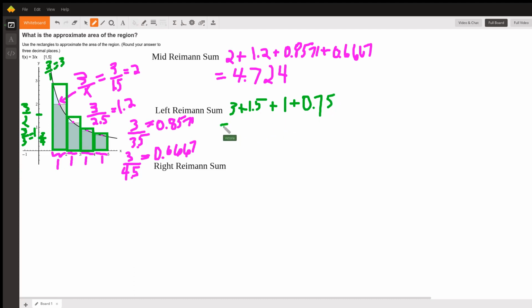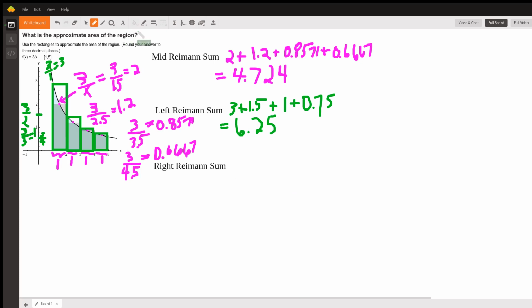Now, when you add all of these, you get a different number than when you did it in the middle. This number should be an overestimate because notice all of our rectangles are taller than our function. So 3 plus 1.5 plus 1 plus 0.75. If we looked at just the left rectangles, we would think that the area was 6.25.